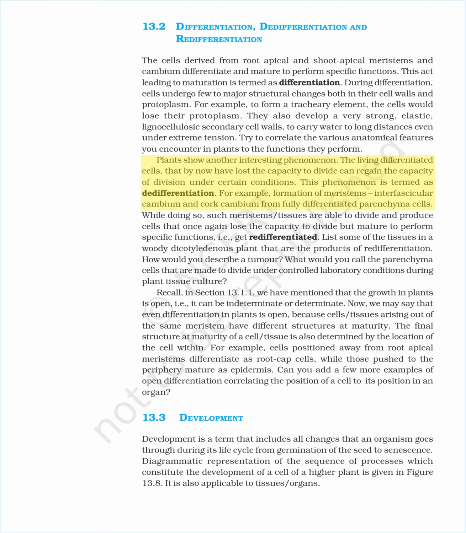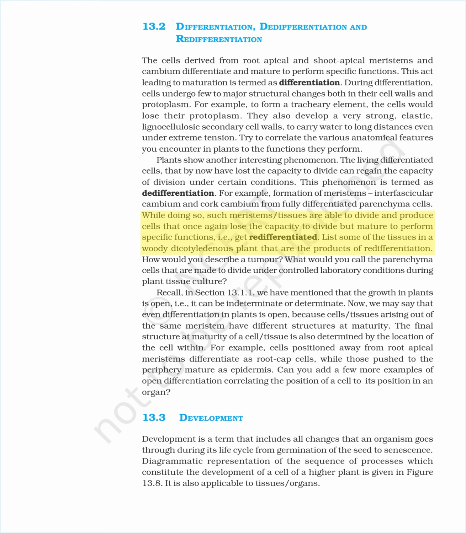Plants show another interesting phenomenon. The living differentiated cells, that by now have lost the capacity to divide, can regain the capacity of division under certain conditions. This phenomenon is termed as dedifferentiation. For example, formation of meristems, interfascicular cambium and cork cambium from fully differentiated parenchyma cells.